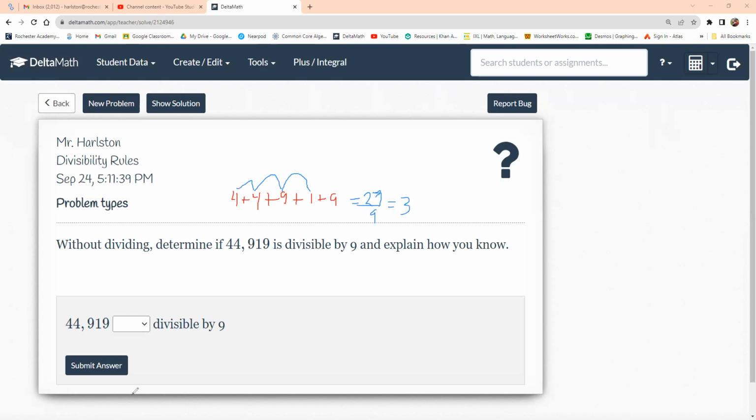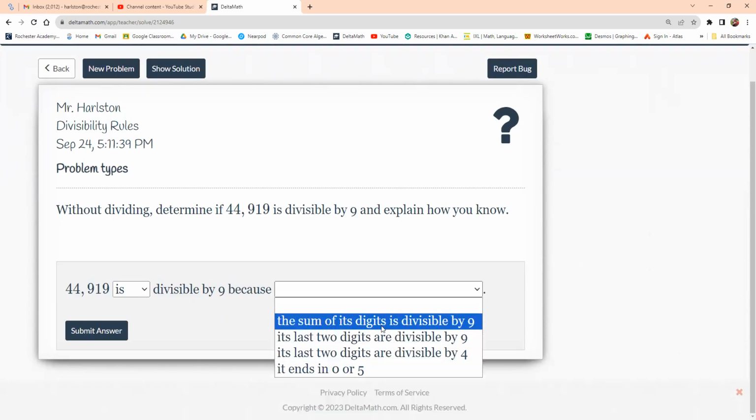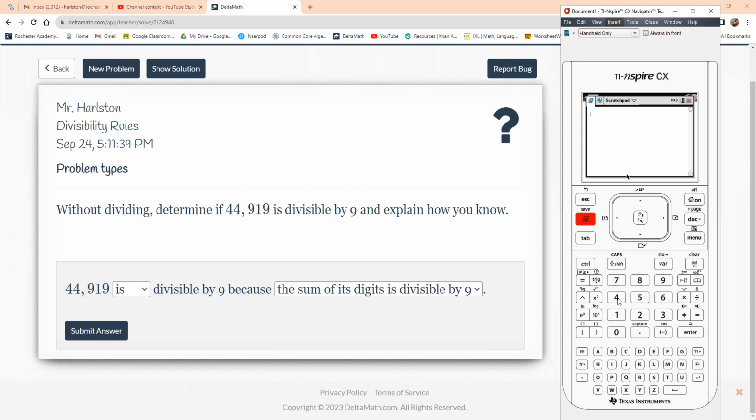So again, we would go here, get rid of these things, and say it is divisible by 9 because the sum is divisible by 9. Let me show you what that looks like if you were using the calculator. All you would do is go 4, 4, 9, 1, 9, and then divide by 9. If you get an integer, then it's divisible. If you get decimals, that means it's not divisible. That's the easy way to do this.